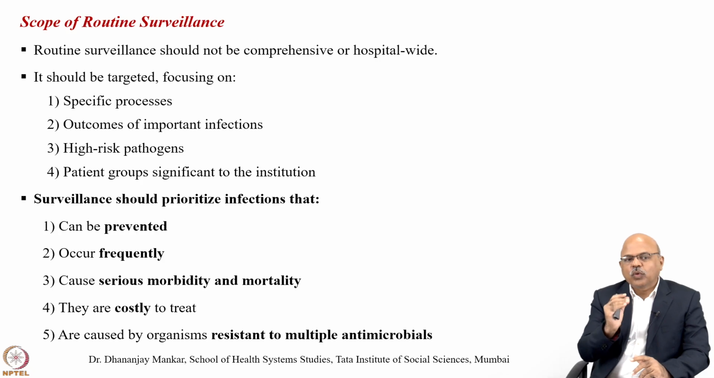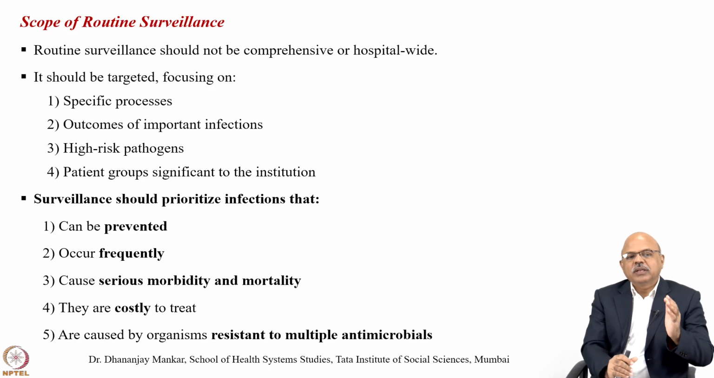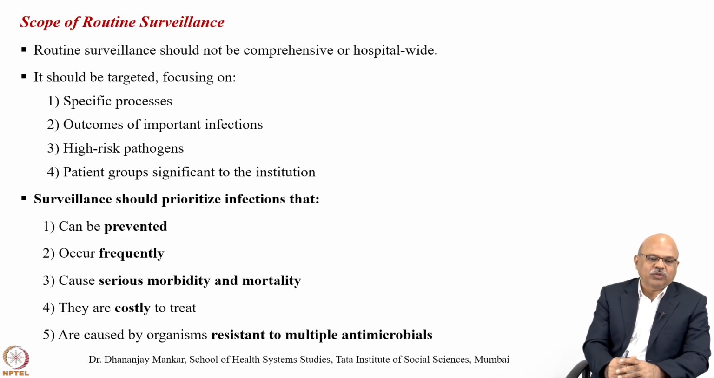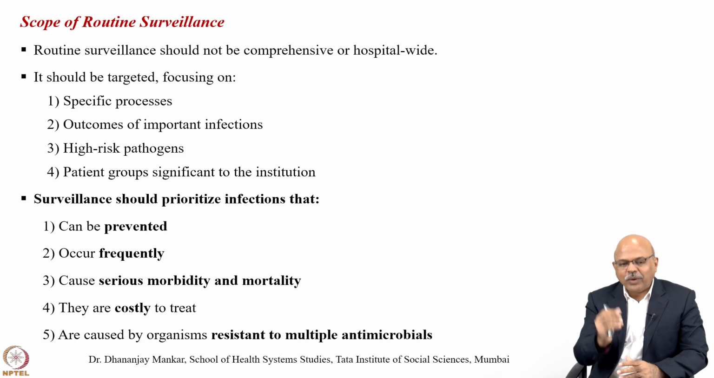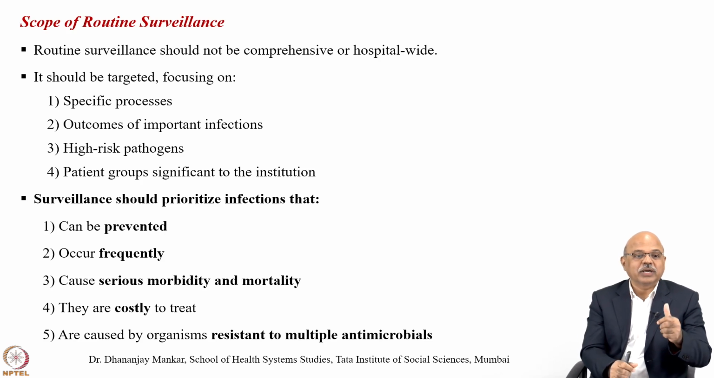It should be targeted, focusing on specific processes. It should look at outcomes of important infections, or even high risk pathogens, and patient groups significant to the institution. So this can be seen as a target that starts from specific processes, outcomes, high risk pathogens, and even patient groups significant to the institution. Surveillance should prioritize infections that, first, can be prevented; second, occur frequently; and third, cause serious morbidity and mortality.